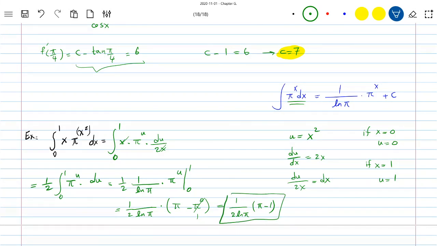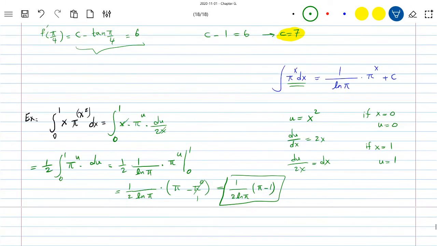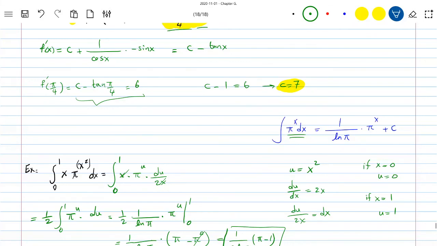This is the integral of x times pi to the power x squared. You can create other examples, but they're very similar to this. That's why I only picked this one. Taking the derivative is much harder than finding the integral, because for the integral you can always use substitution, and substitution requires taking the derivative properly.